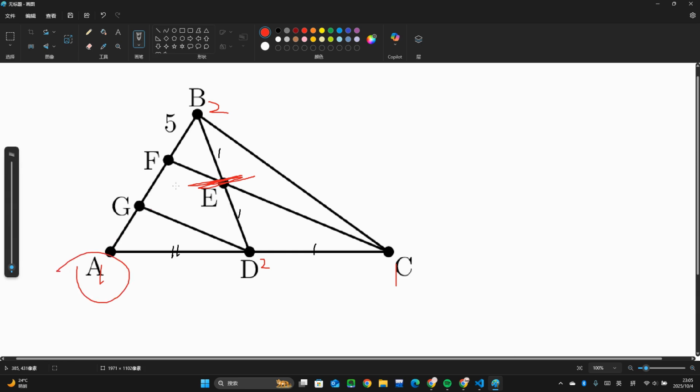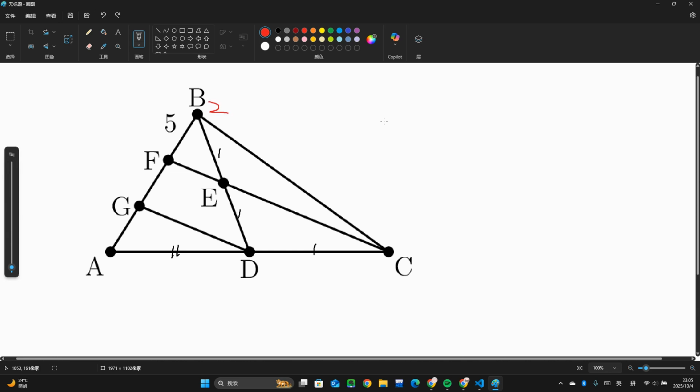And now that we know A has a weight of 1 and B has a weight of 2, taking F as the fulcrum, we can easily tell that this is 1 and this is 1. No, sorry. The ratio is 1 to 2. So the actual length is going to be, this is 5 and this is 5. So that is another way to do this using mass points.